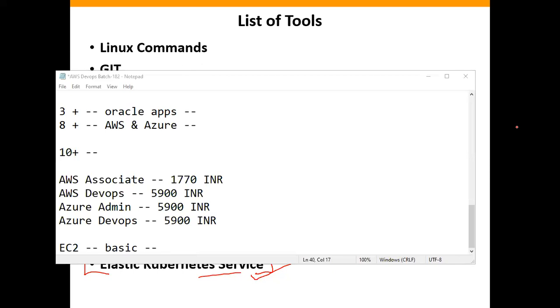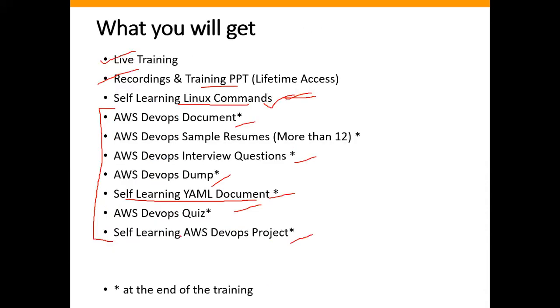Hi Ankit. I want to ask one thing. If I complete this course, how much experience can I put? You have already completed AWS Associate, and now you are going to complete this, so you can put a total of 4 years of experience. In AWS Associate we covered a project. In AWS DevOps we are not covering any project, but at the end of the training I'm going to share some self-learning project videos with you.